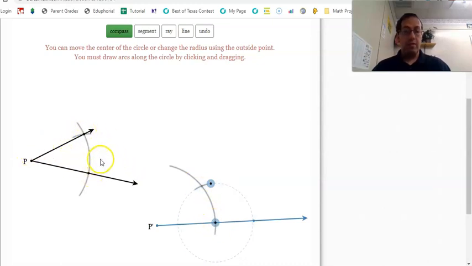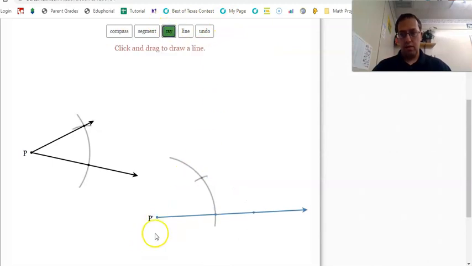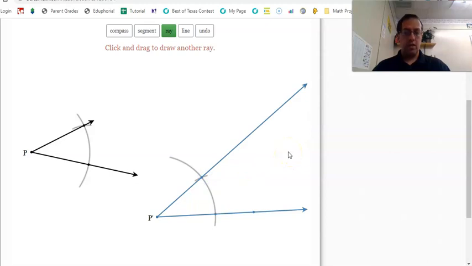Now, why did I have to make that first arc? Well, because angles get wider as they move out. So if I measured at this distance, they'd be closer together. This is to make sure that they are this distance at that distance from the vertex. So now I need a ray. Click on P prime, come up through that intersection, and there it is.